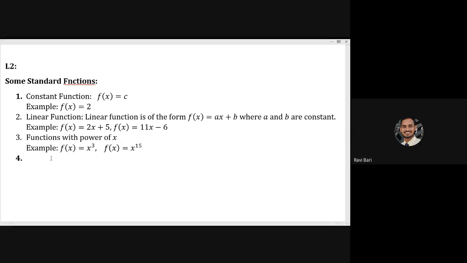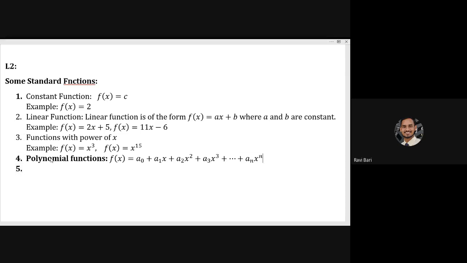Now we will see polynomial function. So the polynomial functions are of this form. f of x is equal to a0 plus a1x plus a2x square plus a3x cube plus dot dot dot plus an x raised to n. So this is the general form of a polynomial function.